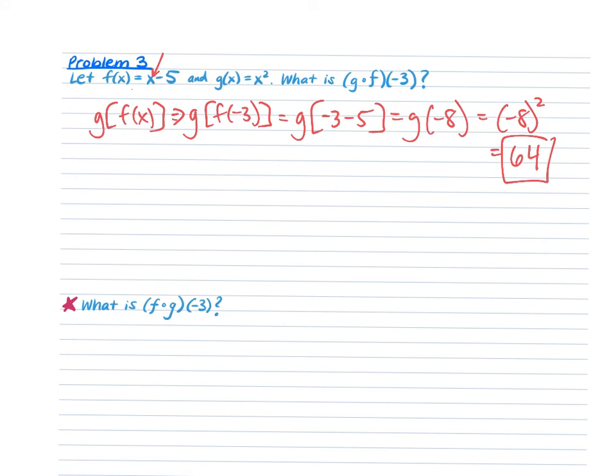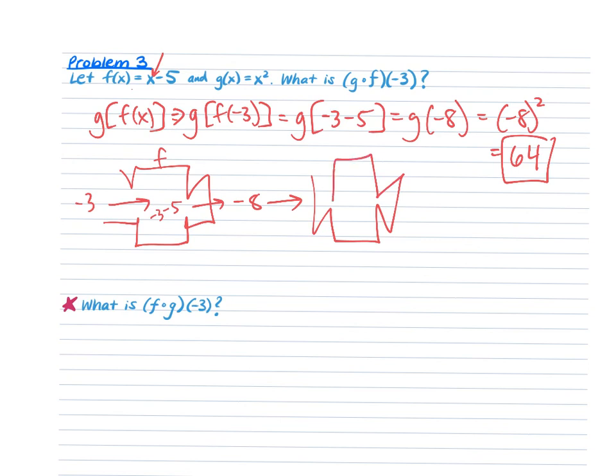Okay, so you can see it with the function box. The negative 3 goes in, and this is my f, negative 3 minus 5, and out comes my negative 8. Then I take that negative 8, and it goes in my g, it should be open, sorry. It goes in my g, and it gets squared. This is x squared, this is x minus 5. My x is now negative 8, squared, and then 64 comes out.